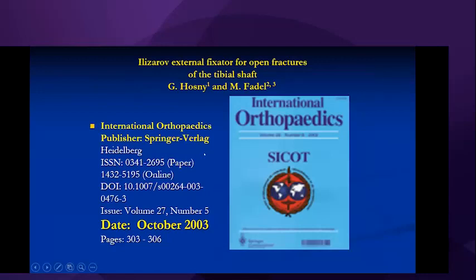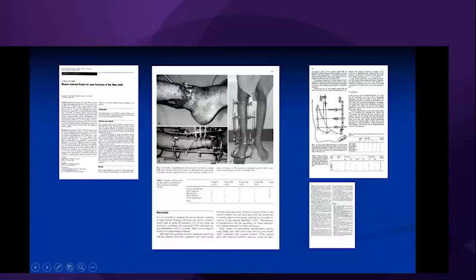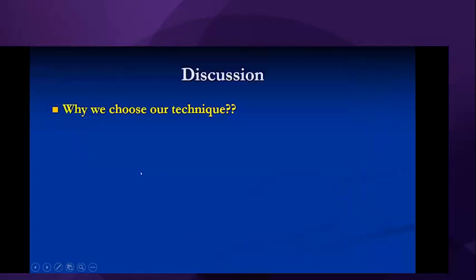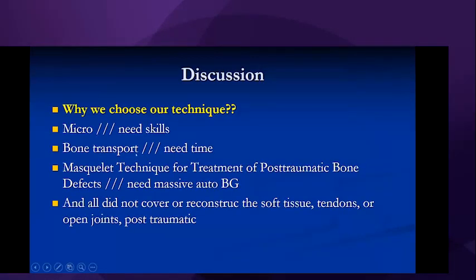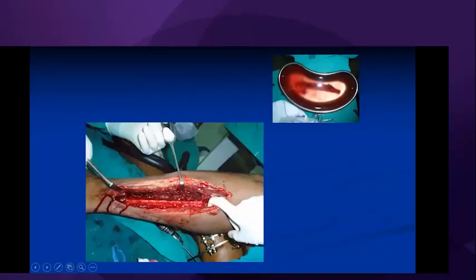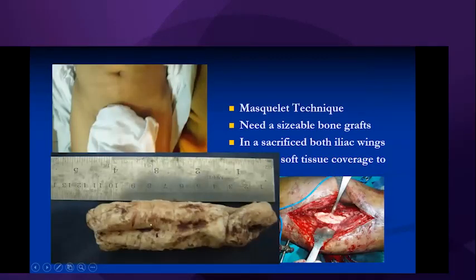This is a paper that was published by me and Professor Jamal Hosni, and it was presented at the Kurgan Elizarov Institute in 2007, around 20 years ago also. So in the discussion, we can say why we use this complicated thing. We use it because it is so difficult to use microvascular techniques, and you need time to use bone transfer, and muscular techniques need more bone. The microvascular technique needs skill, which is not usually found in our cases. And this is how much bone was needed from both iliac wings, which had been taken to reconstruct this infected non-union of a long time.